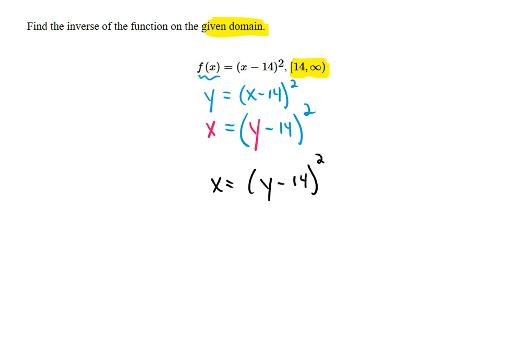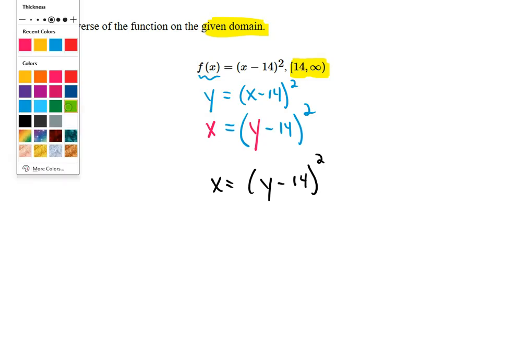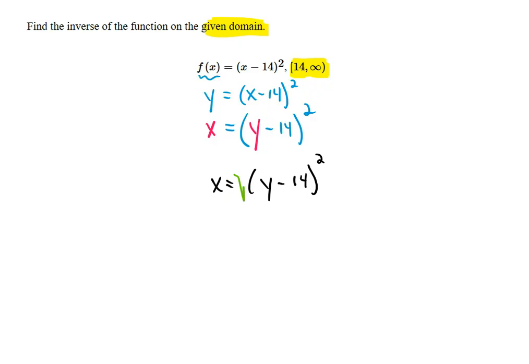Okay? So I'm going to put this all in black now so I can use different colors to solve it. And I'm trying to solve for y, which is stuck inside those parentheses. And the parentheses have a square on them. So the first thing I'm going to do is square root both sides. The square root and the square cancel each other out. So on the right side, you just have y minus 14.